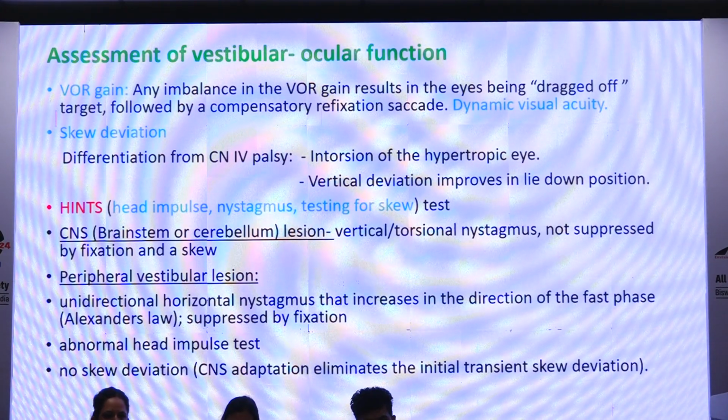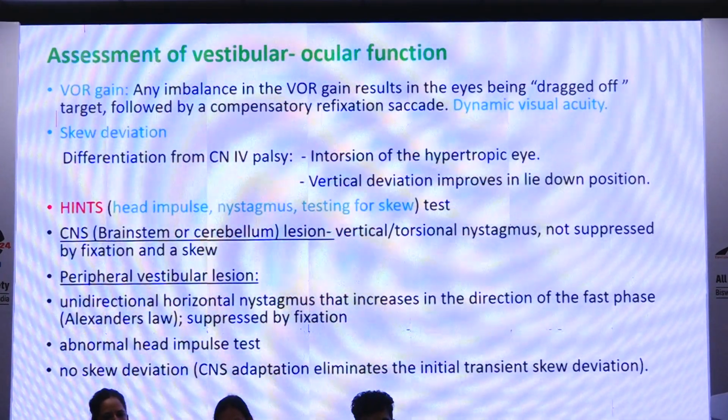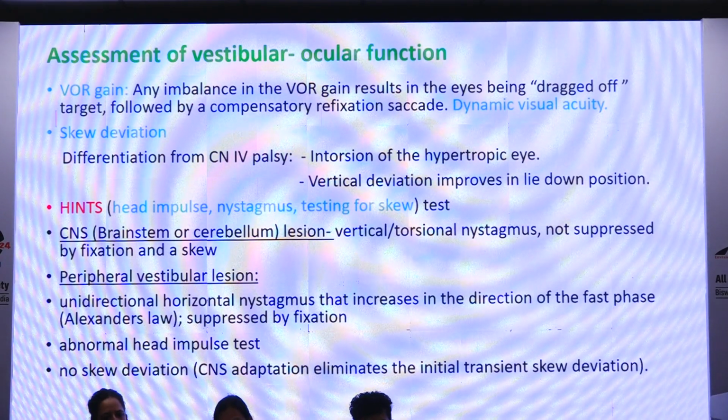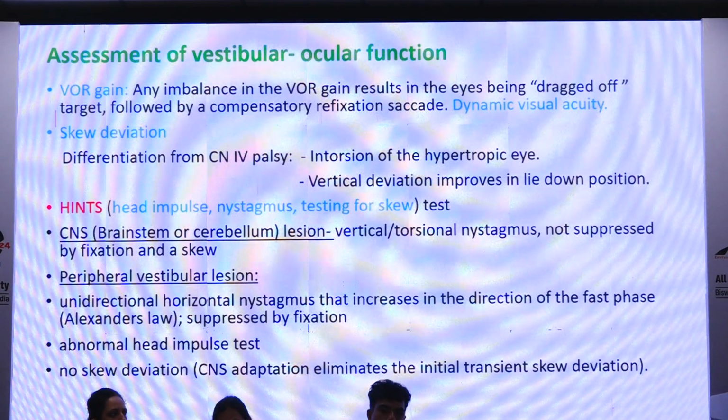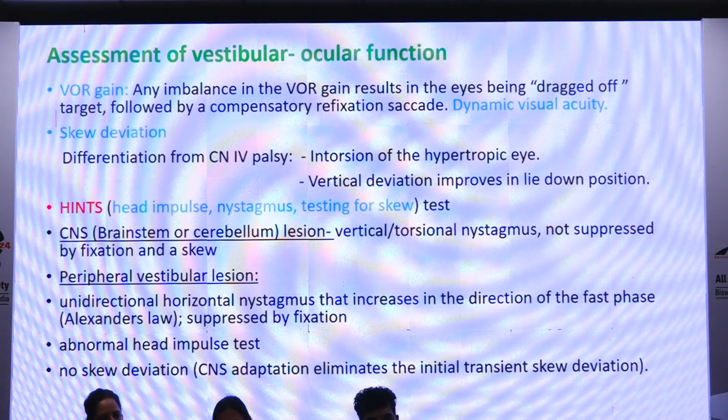So what happens in nystagmus? There can be a peripheral vestibular lesion and a central vestibular lesion. How will you differentiate? In central vestibular lesions, the nystagmus is usually vertical or torsional and is not suppressed by fixation. Whereas in peripheral vestibular lesions, it is usually horizontal nystagmus and is increased in the first phase. I will show a video after this. There will be an abnormal head impulse test. As I said, rotate the head suddenly 20 degrees and see how the eye moves. If it is malfunctioning, the eye will not stay on that point, it will go off, and then refixation catch-up saccades will occur. And in the peripheral system there will be no skew deviation.